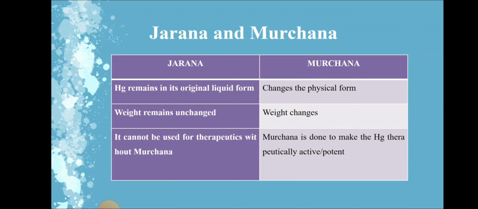Mercury is therapeutically applicable only when it has undergone the Murchana process. Even after the Jarana process is completed, even the Shadguna Balijarana, you have to use the Murchana process to convert the mercury into a formulation, into a yoga, so that it can be used to treat the patient. So that is the importance of Murchana. These are the differences between Jarana as well as Murchana.